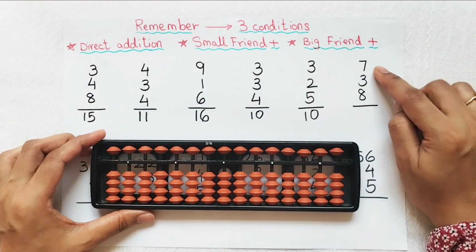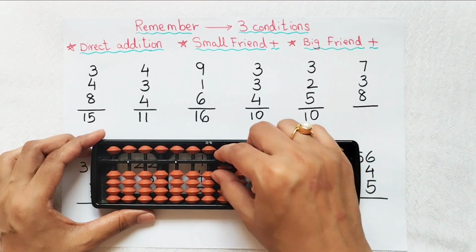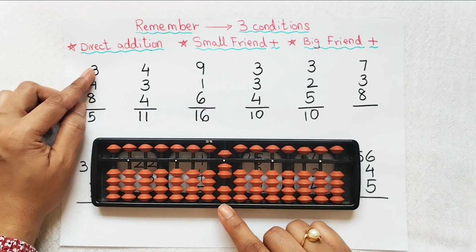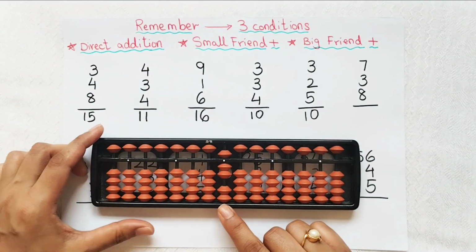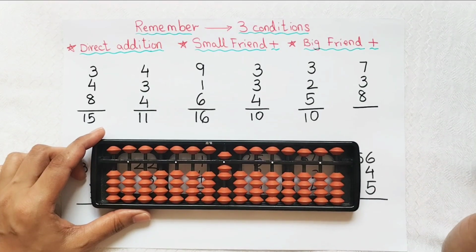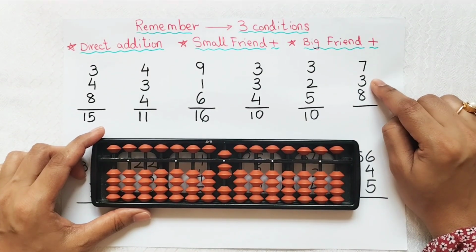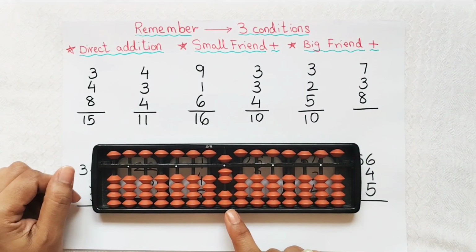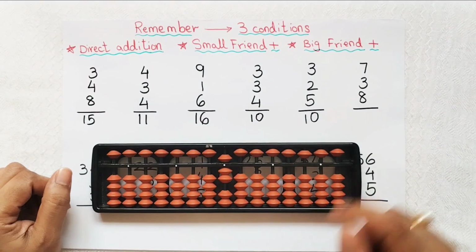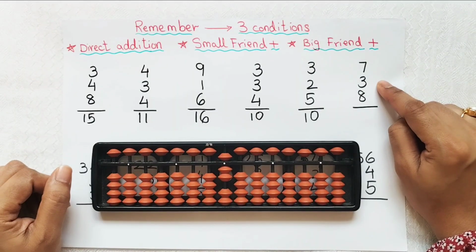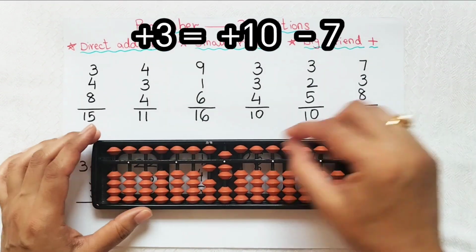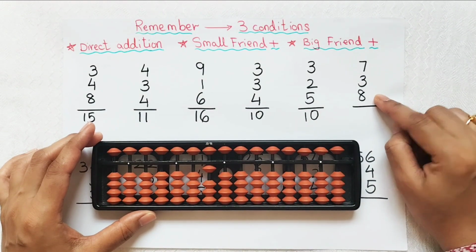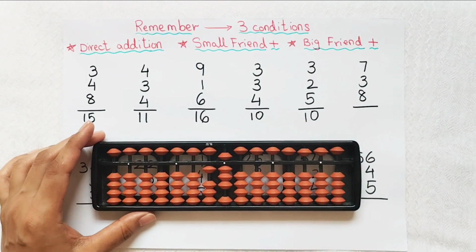Next one. 7 plus 3 plus 8. 7 plus 3. Plus 3. Again direct addition I cannot do. Small friend also I cannot do because 5 bead is already in use. So 3. We all know 3 has two formulas. Small friend and big friend. But over here I am going to use the big friend formula. So what is the big friend formula for plus 3? Yes, it is plus 10 less 7. And now plus 8. Can I do it directly? Yes, plus 8. My answer is 18.